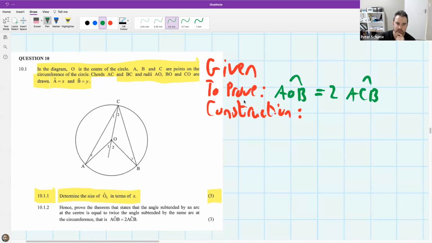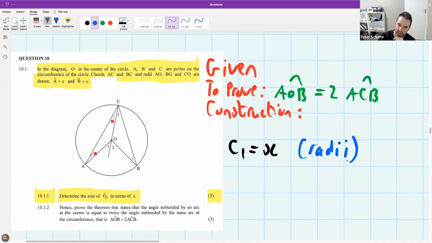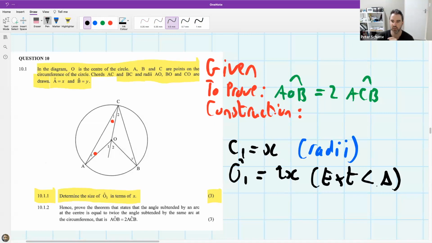Okay, let's look at the chat. So what is O1 in terms of X? Now notice how they've given this over here. Well, we have to say that angle C1 is equal to X. And why is it equal to X? It's going to be radii. And then we can say O1 is equal to 2X, and that's because of exterior angle of triangle. And so that's 3 marks in the bag.